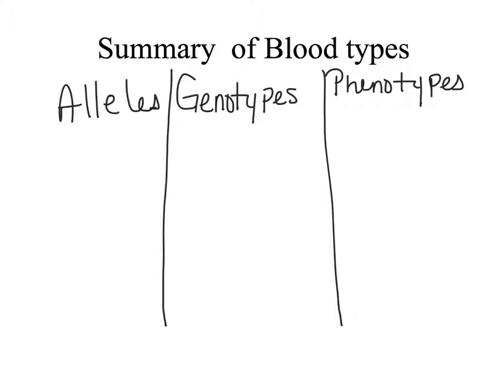Let's look at a summary of the blood types in humans. Remember, there are three possible alleles: A, B, and O. There are actually six possible combinations for genotypes. Remember, a genotype will only have two letters. An individual can be homozygous for A, having two A alleles. They can be heterozygous for A, having one A and one O.